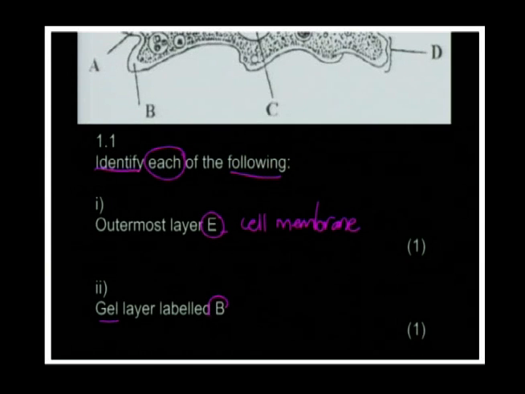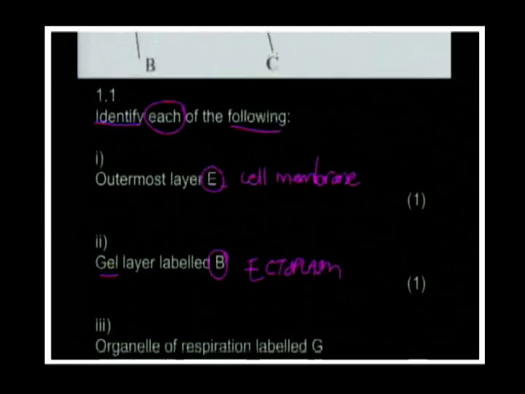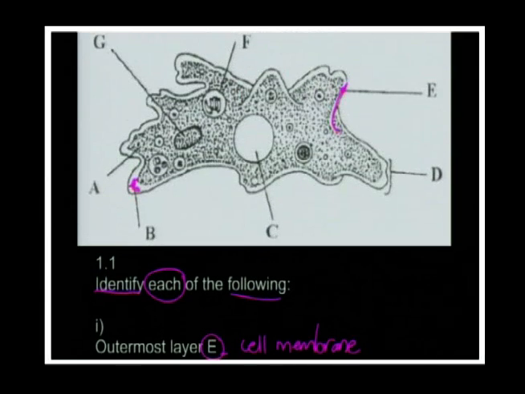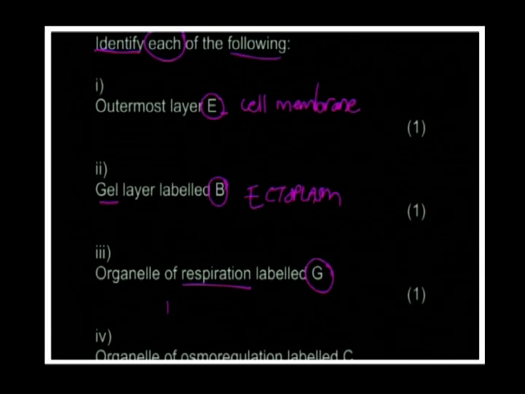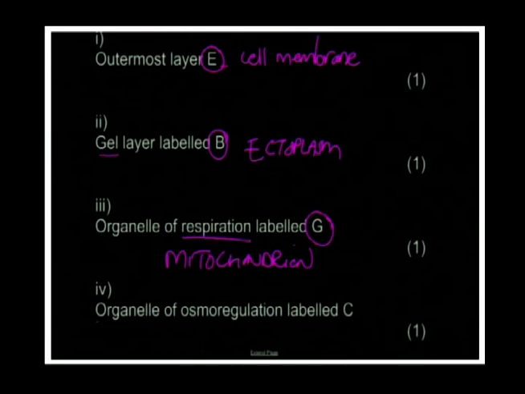Gel layer, labeled B, there it is over there. That's the cytoplasm on the outside, correctly called ectoplasm. And then the organelle of respiration, there's our clue word, labeled G. There it is over there. What is our organelle of respiration? The mitochondrion.